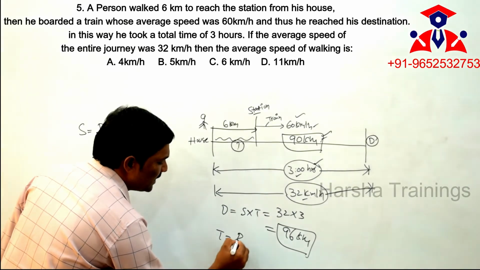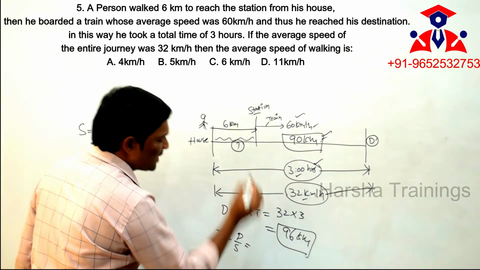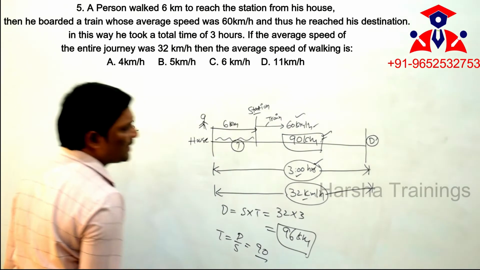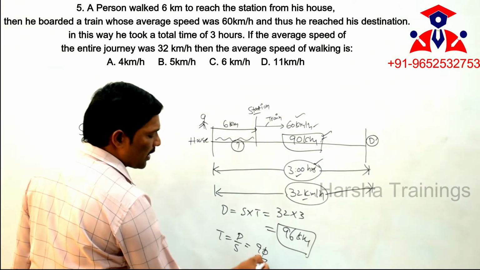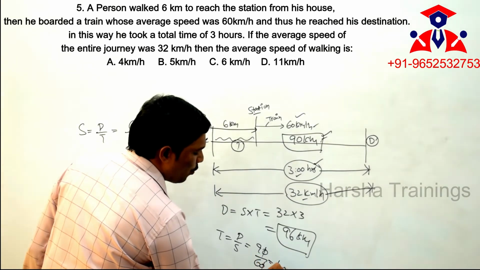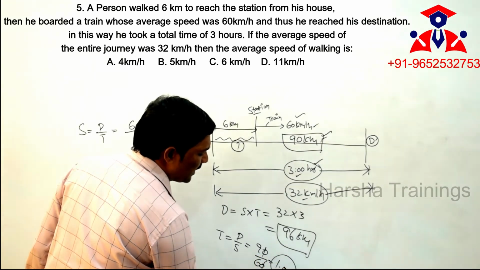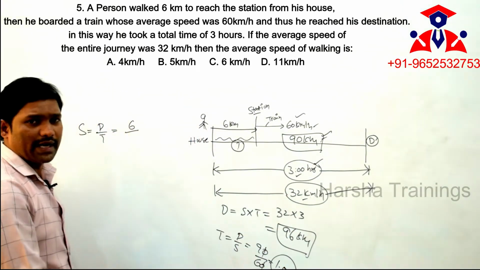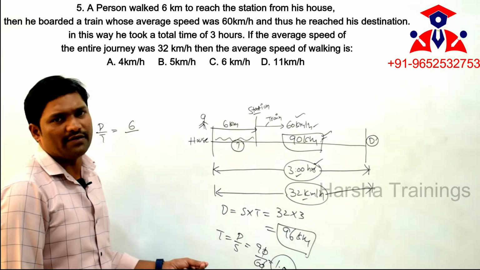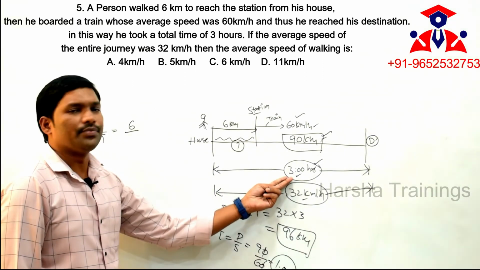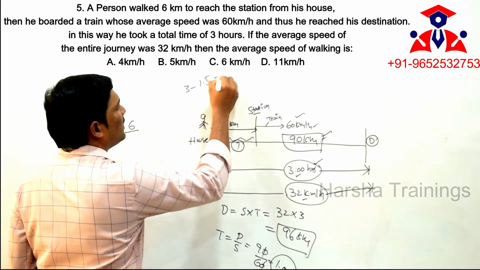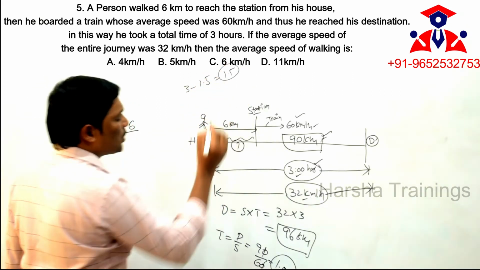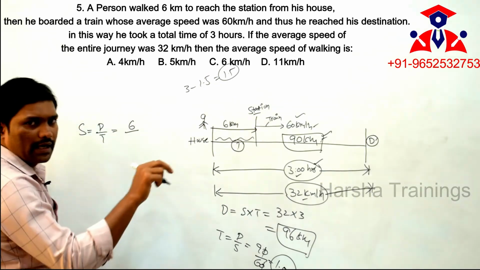What is the formula of time? Distance by speed. So distance is how much? 90 kilometers and speed is how much? 60 kilometers per hour, and the zeros cancel. Then 9 by 6 means 1.5 hours, guys. Okay, total time is how much? 3 hours. So 3 hours minus 1.5 is 1.5. So the remaining 1.5 hours is walking.